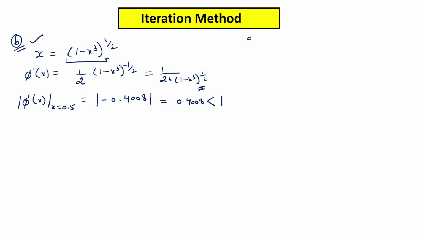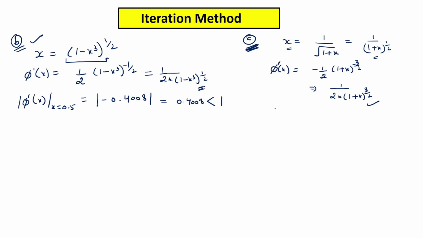Now let's try the same thing on form C. So this was our form C, that is, this is x and this is phi of x. Let's differentiate this also. So this is the differentiation, and now let's find the value of phi dash x at x equal to 0.5. And I will get something like 0.2721, and this is again 0.2721, and this is also less than 1.